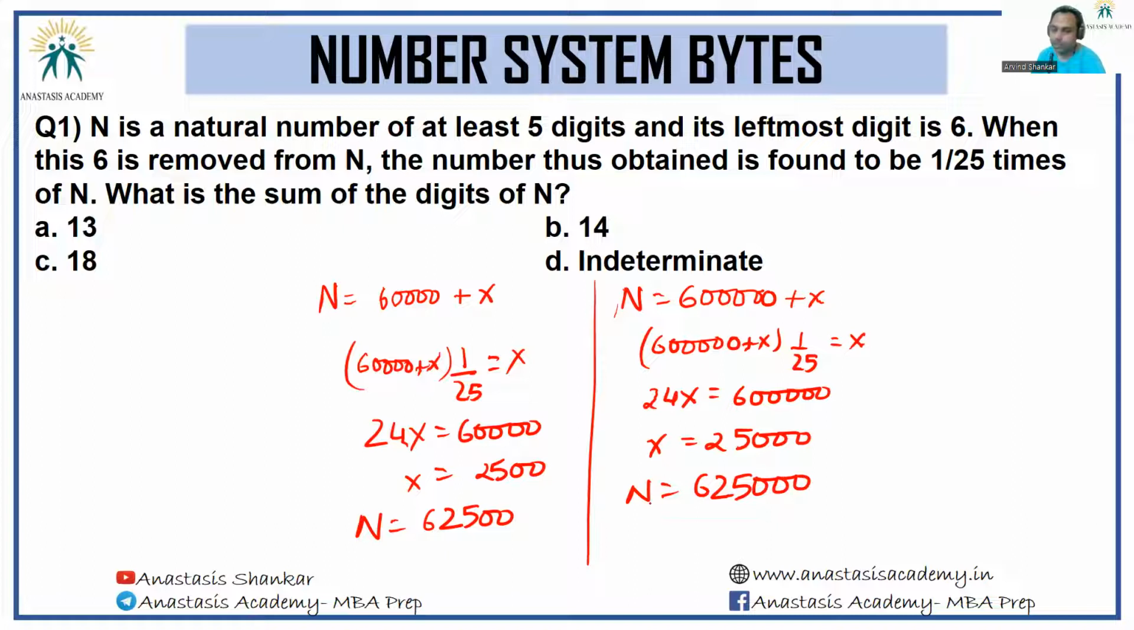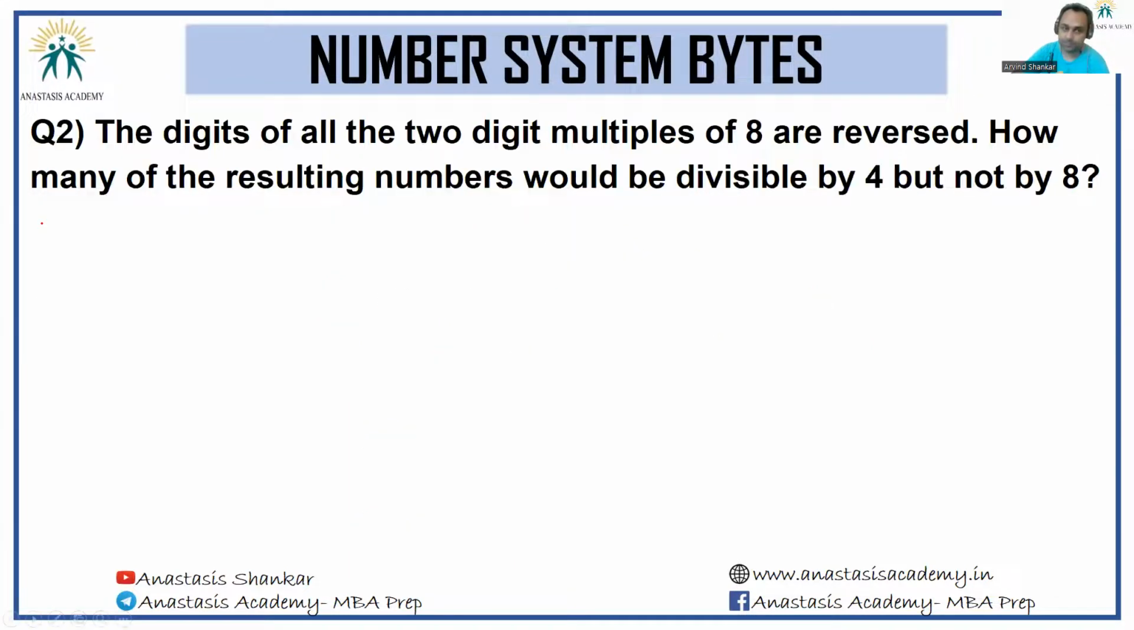So n is equal to 625,000 this time. Can you see, when it was a 5-digit number, we got 625 followed by 2 zeros. When it is a 6-digit number, we got 625 followed by 3 zeros. So even when you're increasing the number of digits, all it is increasing is a 0 at the end. Therefore, the sum of the digits will remain the same, and the answer will be 13.